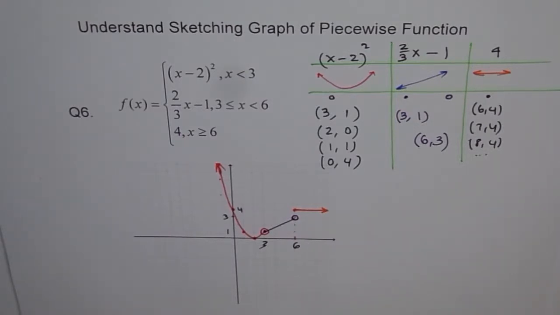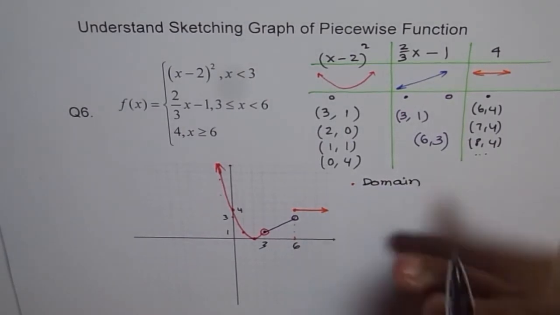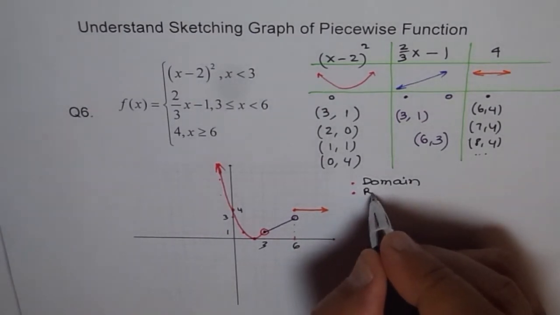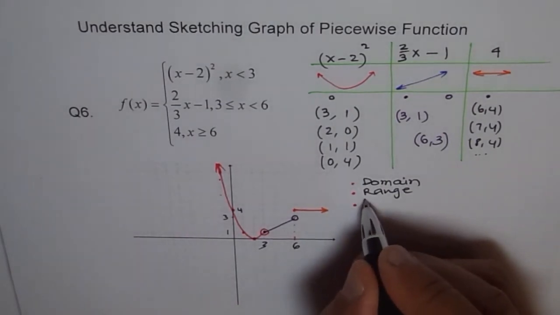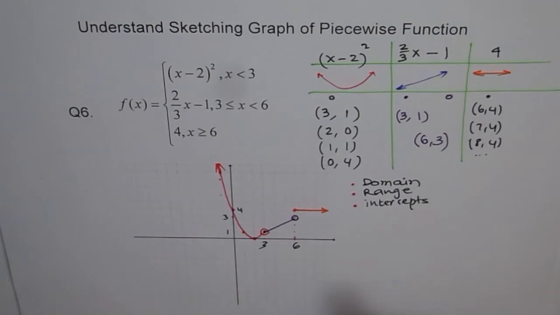Now help me out. Tell me about this piecewise function, right? Describe it. So when you describe it, what all should you consider? I think these are the points which are most important to consider. Whenever you have a function, first write about its domain. And then think about range. And then intercepts. Both x and y intercepts, okay?